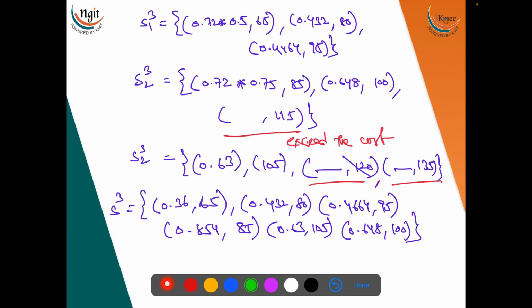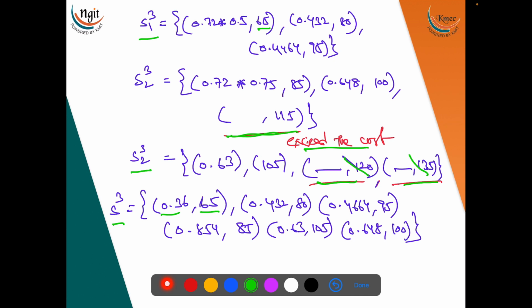Now look at this. When you are getting S3 solutions, there are costs which will go beyond the available limit. So when it exceeds the available limit, we will just cut it, since the cost is exceeded. Now with the 3 copies of the S2 set, that means the third device inclusion with 3 copies, there also you will get figures where the cost exceeds. So we will cut even this. So finally S3 is equal to 0.36 comma 65, and these are the sets.